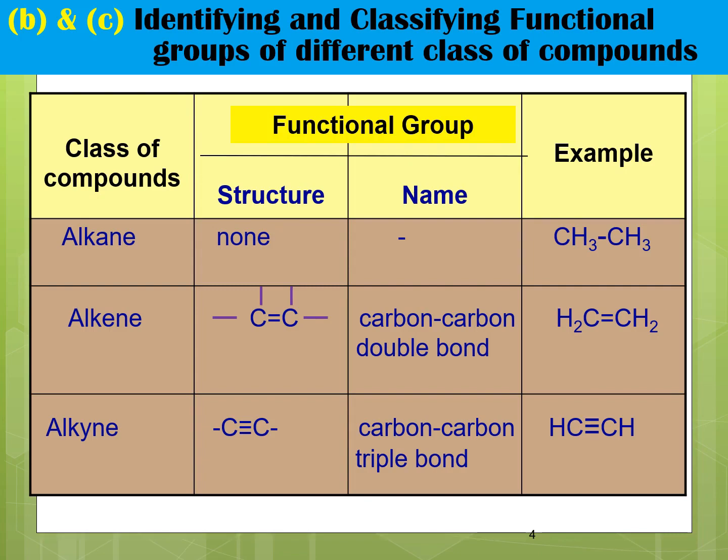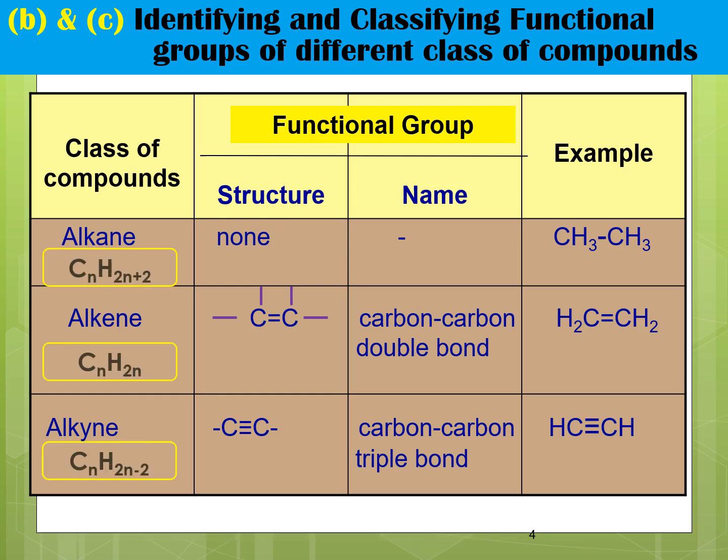Next, we will identify and classify the functional groups of different classes of compounds. Class of compound: alkane, for example, has functional group none. Alkene, the structure of the functional group must have a C double bond C, so the name of the functional group is carbon-carbon double bond. Alkyne must have a C triple bond C, so the name of the functional group we call a carbon-carbon triple bond.